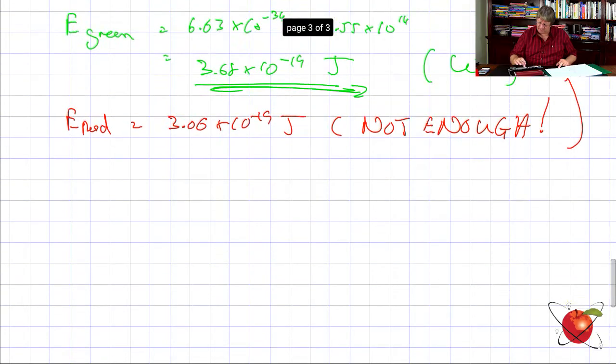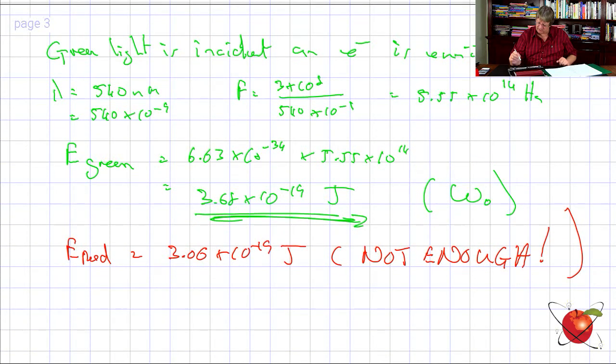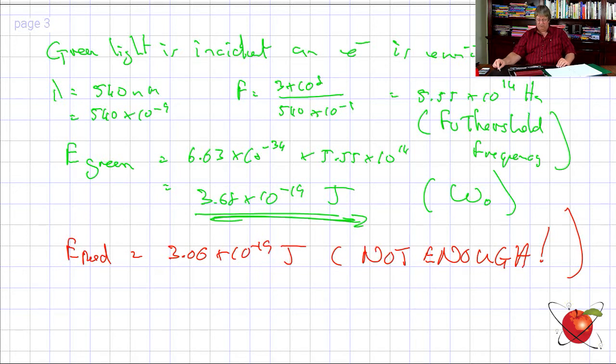Now, the next question. Oh, and also don't forget, just let me go back up here. I made a note to myself just to explain here. Remember, this is also f0, the threshold frequency, right? So the work function and the threshold frequency, because that's when they say it's emitted. That's what they mean in the question.